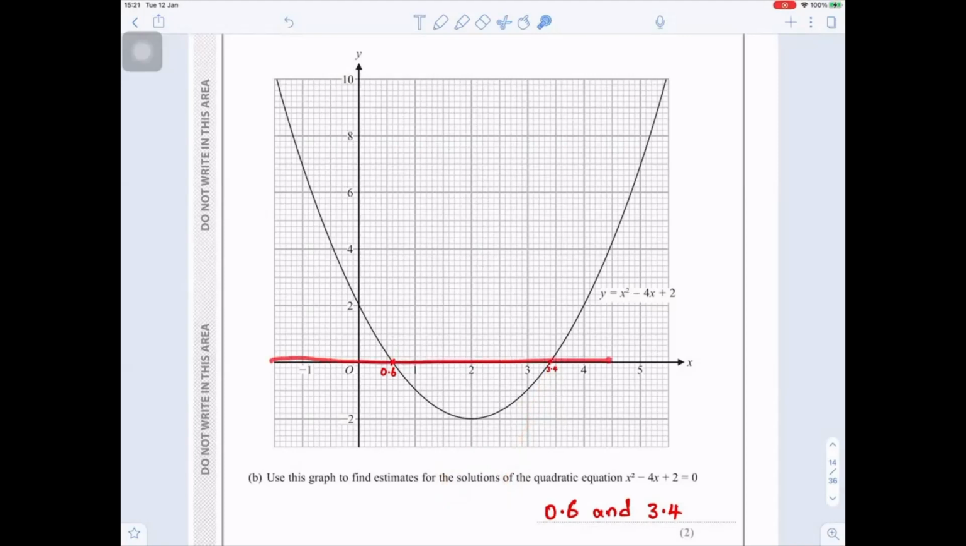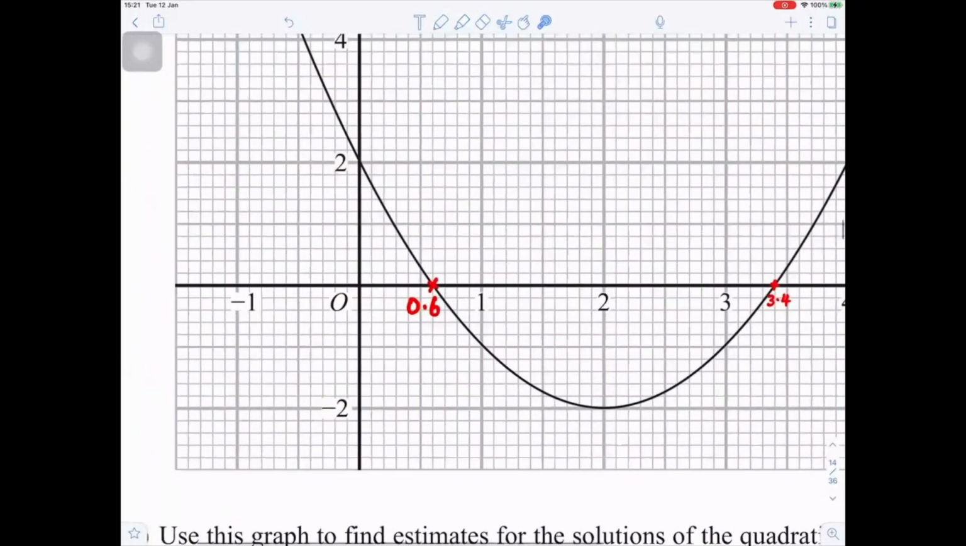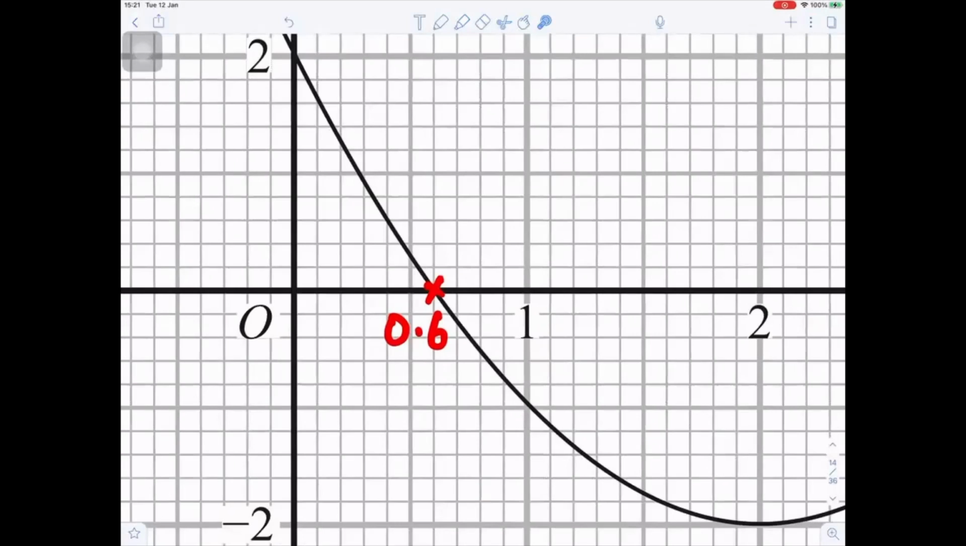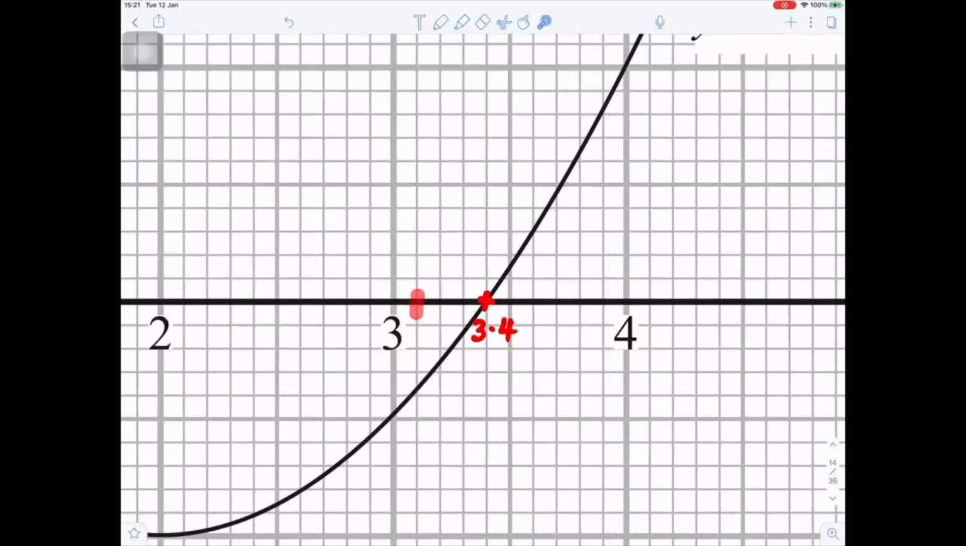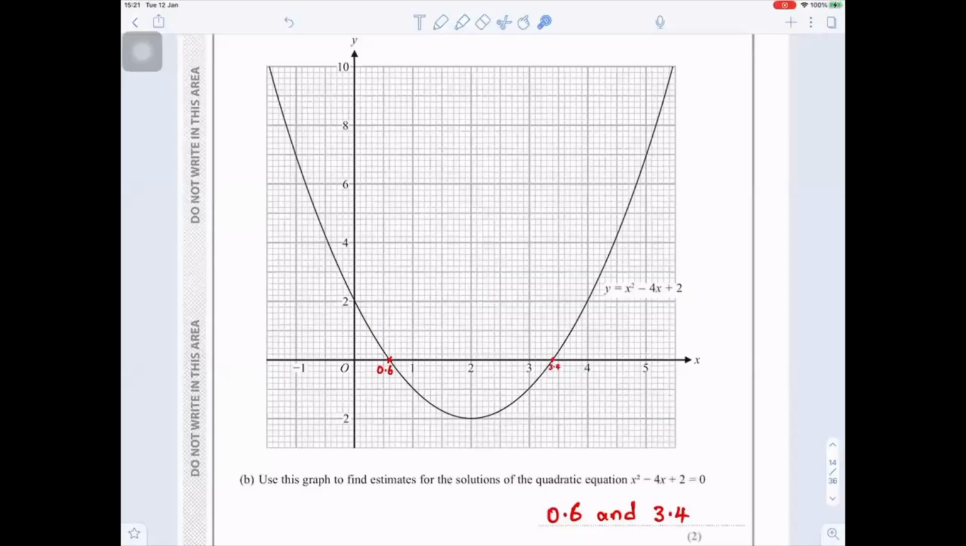This is the x-axis I've drawn there in red, and the solution is where the curve crosses the x-axis. And you can see it crosses the x-axis at 2 points. And we want to find those 2 points to give you the solution. So if you zoom in, this point there is 0.1, 0.2, 0.3, 0.4, 0.5, 0.6. So 0.6. And when you zoom into the other side, 3.1, 3.2, 3.3, 3.4, the other point is 3.4. So your two answers are 0.6 and 3.4.